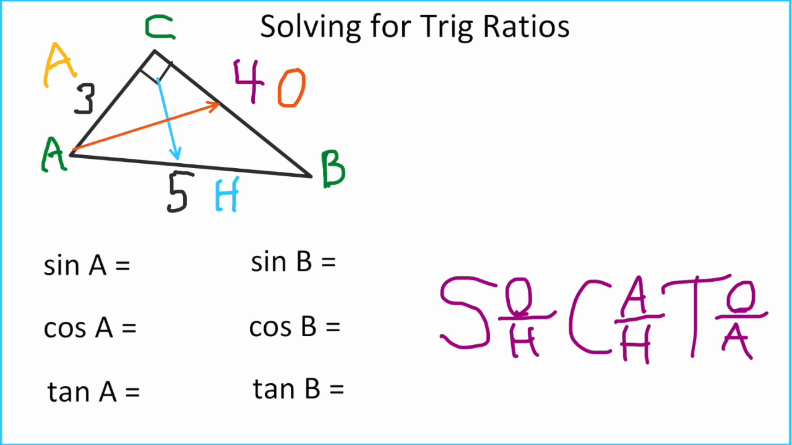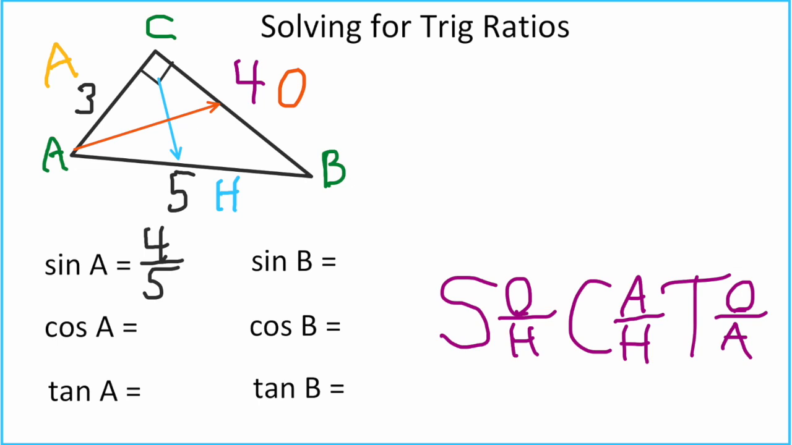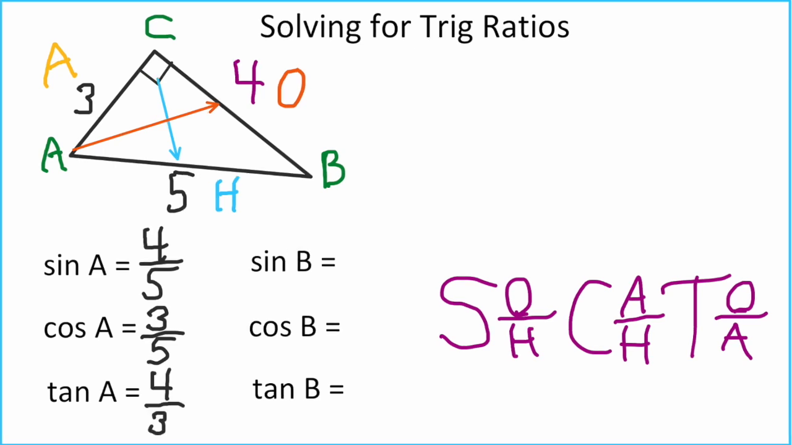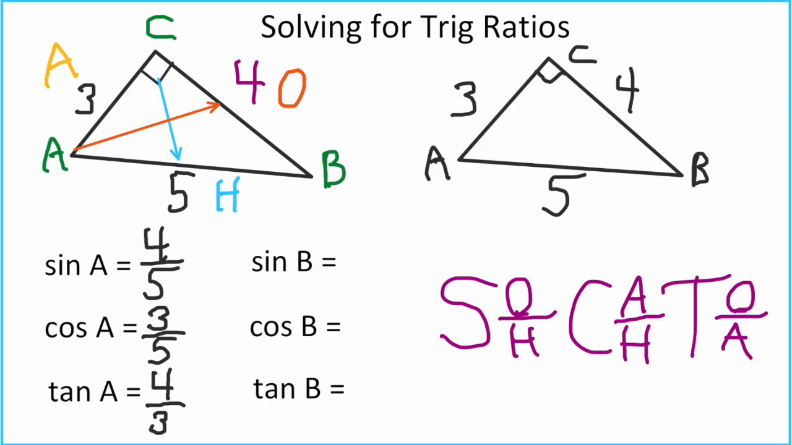So with that in mind, if we want sine of A, that's going to be opposite over hypotenuse, which I'll go ahead and highlight for this one. That means we can just write 4 over 5 for the sine of A. It follows that 3 over 5 would be our cosine of A, our adjacent over hypotenuse, and the tangent is 4/3.